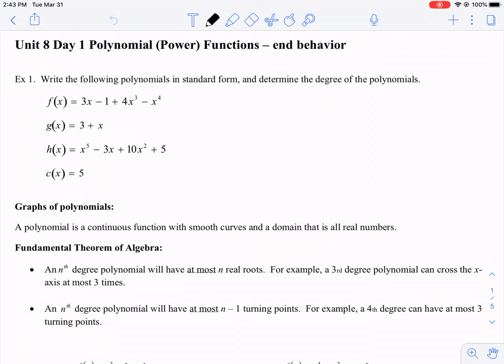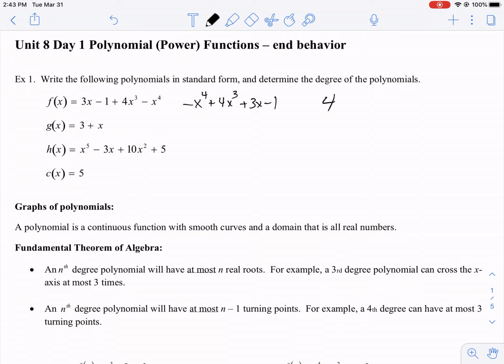Write the following polynomials in standard form. Determine the degree of the polynomial. That's what we need for our lesson in Algebra 2. So remember to put polynomials in order. You put the highest exponent first, and then in decreasing order for exponents. The degree of that polynomial is the degree of the highest monomial term, which is 4.